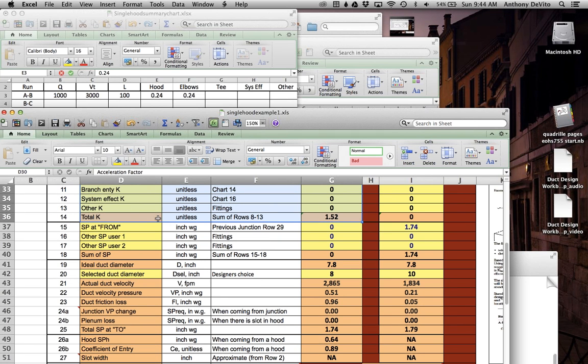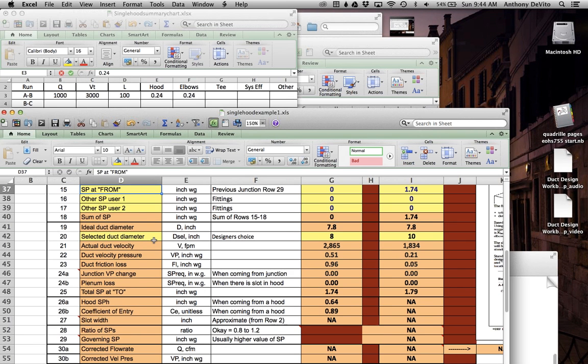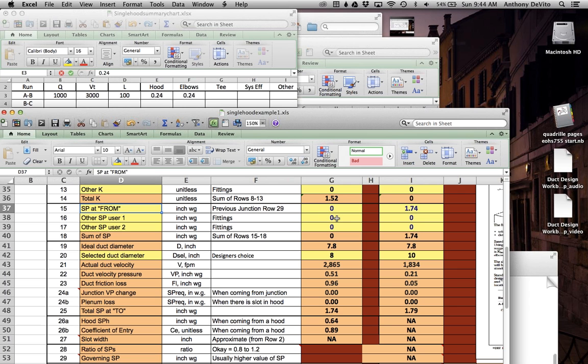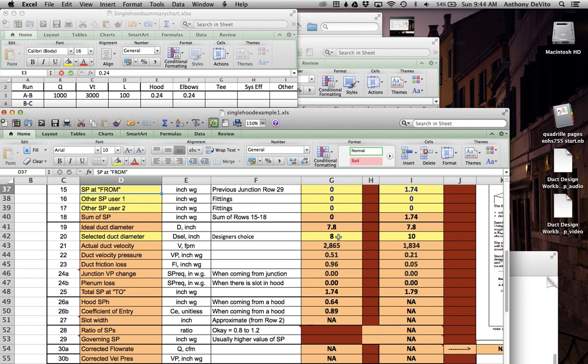Okay, so next we're going to fill in the static pressure. If we're coming from outside, from a hood, it's going to be 0. And so the sum of all the static pressures at the starting point is 0.